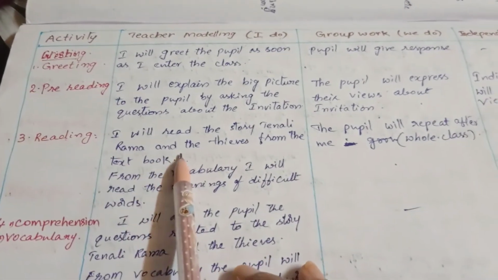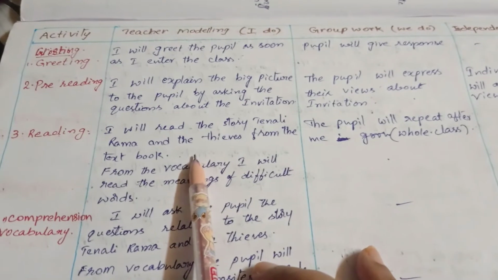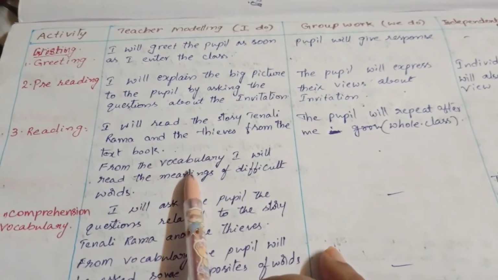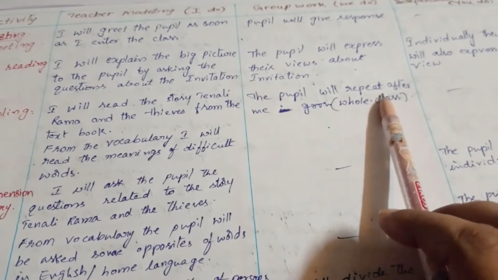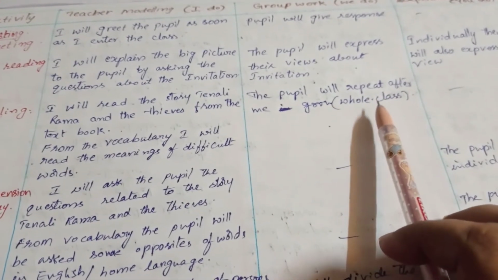Reading. I will read the story Tenali Rama and the Thieves from the textbook. Then from the vocabulary I will read the meanings of different words. The people will repeat after me, and it happens in the whole class.